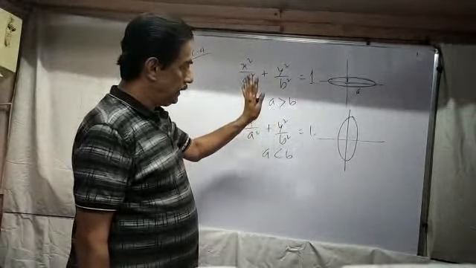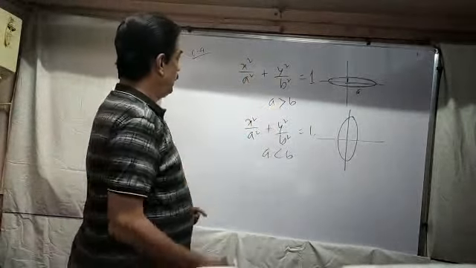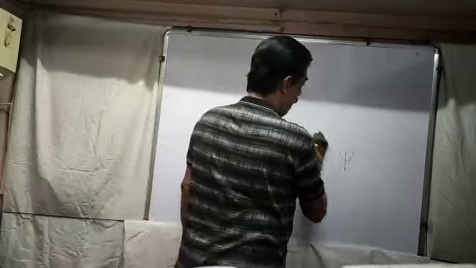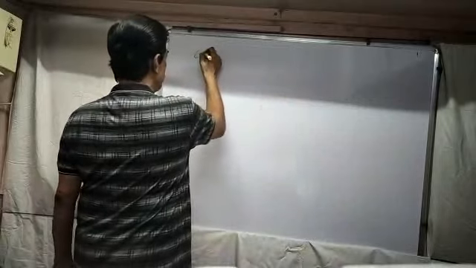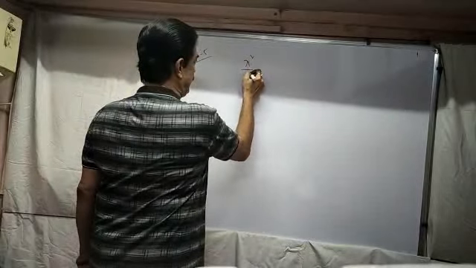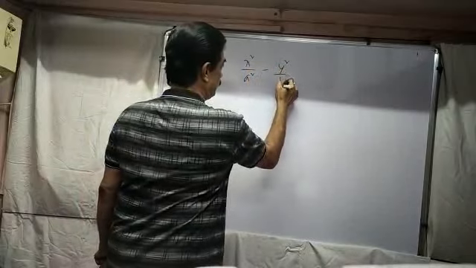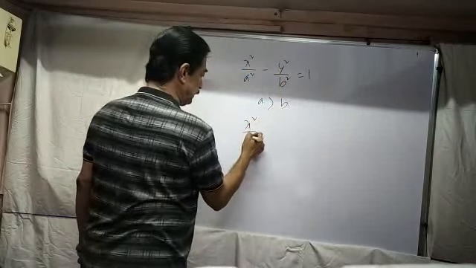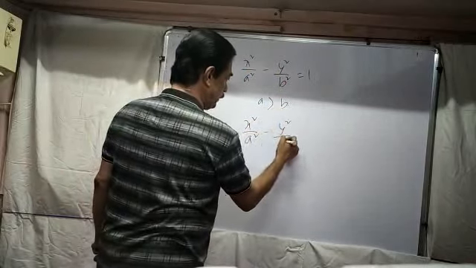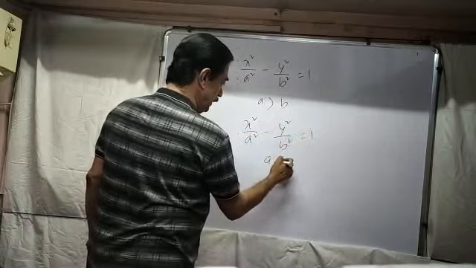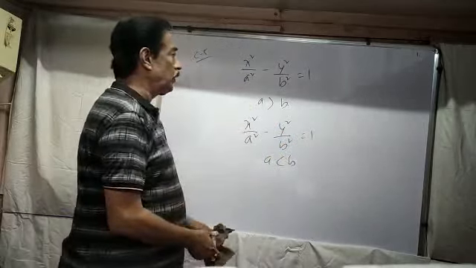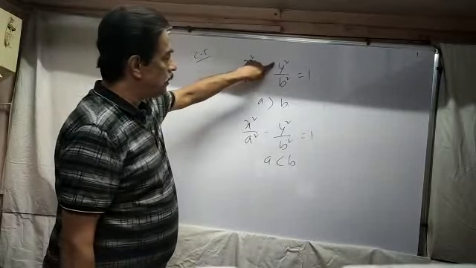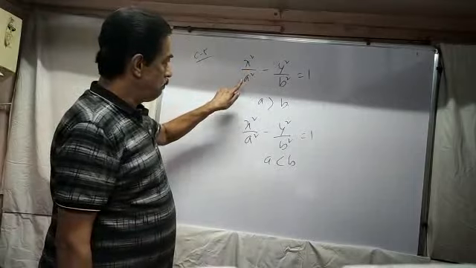Last year, they gave a question on which equation stands for the ellipse. Now, case 5. x square by a square minus y square by b square equal to 1, where a is greater than b. And x square by a square minus y square by b square equal to 1, where a is less than b. These equations stand for the equation of the hyperbola. The maximum power of x is 2 and the maximum power of y is 2, but the middle sign is minus.